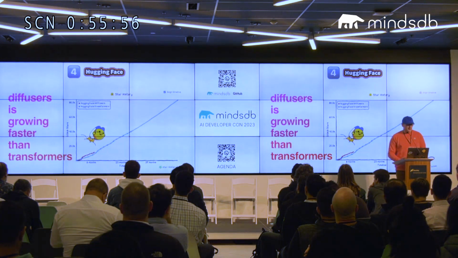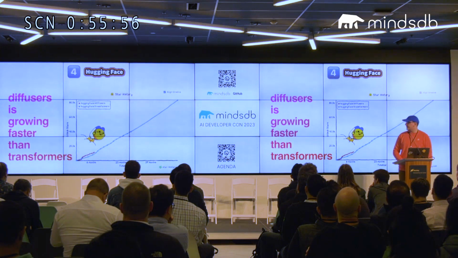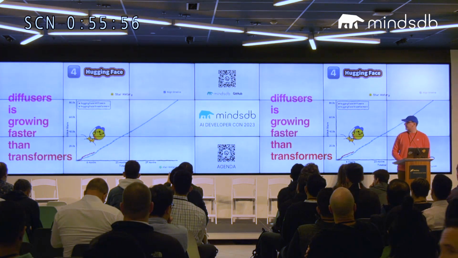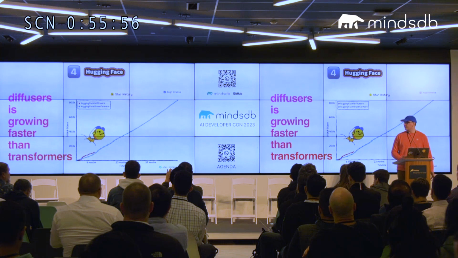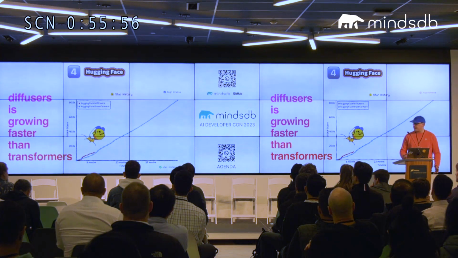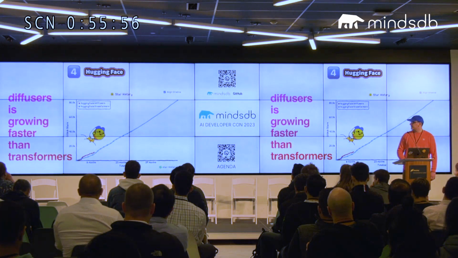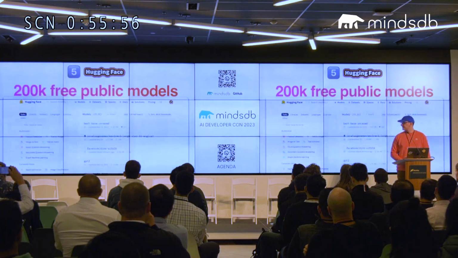Another thing you might not know is that diffusers, our diffusion library, is actually growing faster than Transformers, which is like the library that most people know us for. So it's kind of taking off like a rocket here. So we have a cute little hugging rocket emoji here.